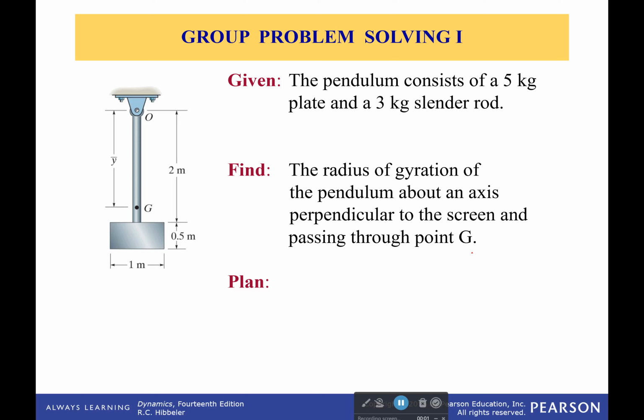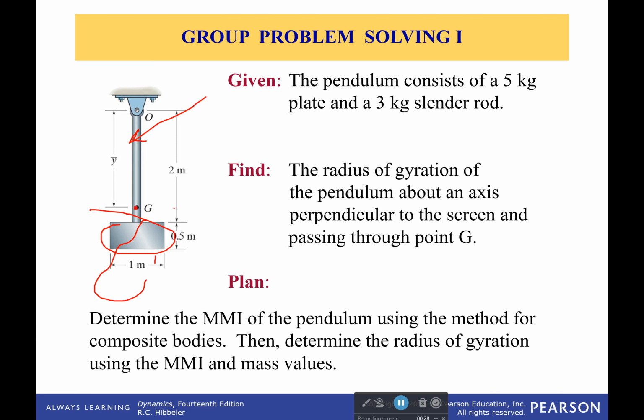Hello everyone, welcome back. So we're doing another problem with the mass moment of inertia, as well as calculating the radius of gyration. What we have here is another pendulum, and it's got a plate right here, and a thin rod right here. It says it wants us to find the radius of gyration about an axis that is perpendicular to the screen and passing through this point G, which is the centroid.